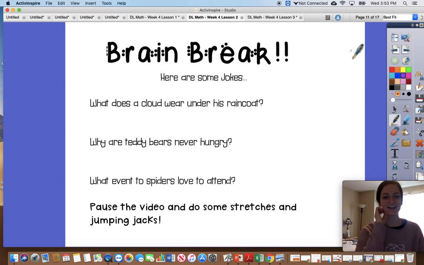Thunderwear. Okay, why are teddy bears never hungry? Because they're always stuffed. Okay, and what event do spiders love to attend? Webbings. Okay, so it's like weddings, but webbings.